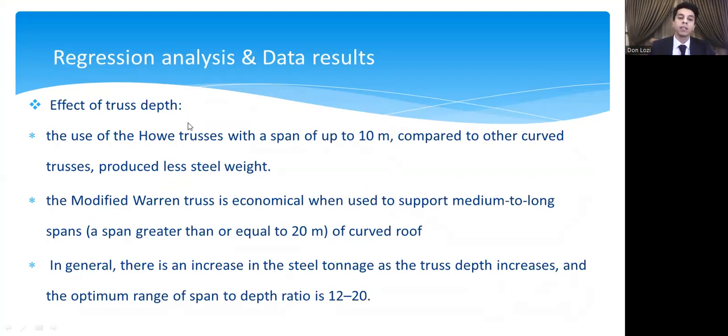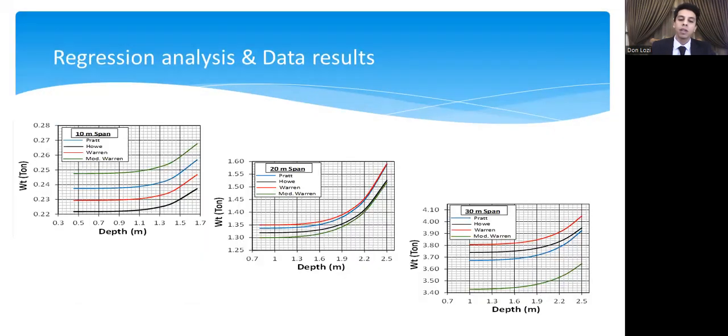And the conclusion of the truss depth effect: the best span length of whole truss is 10 meters or less. Modified Warren will be more economical when span length is 20 meters or more, as in the chart. And as you can see in these charts, the steel weight increases in line with truss depth.